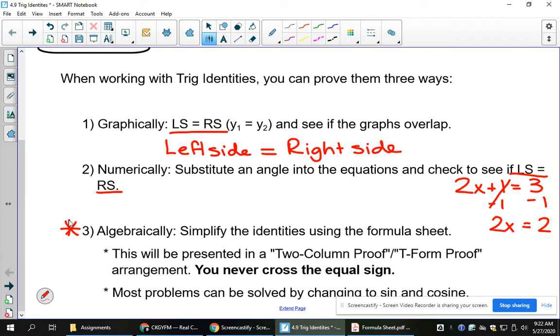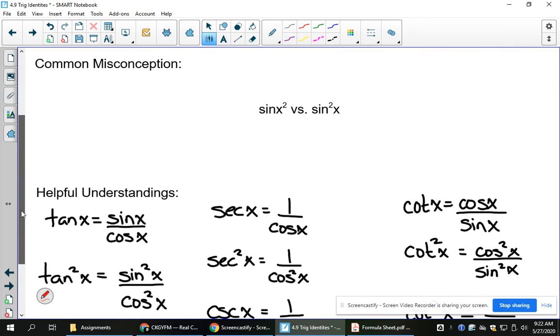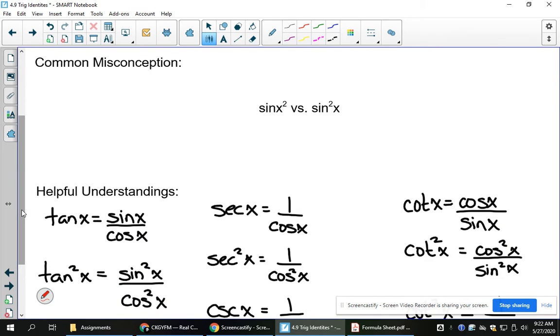That's ultimately what we're trying to show in a proof. If our left side equals 5, if we can show that the right side equals 5, then we've proven it. Okay, so that's what we're after. And let's do an example. Actually, let's take a look at some things that are common misconceptions first.